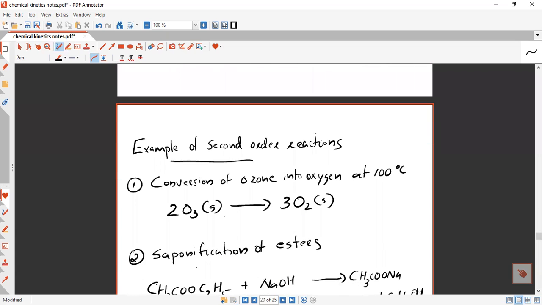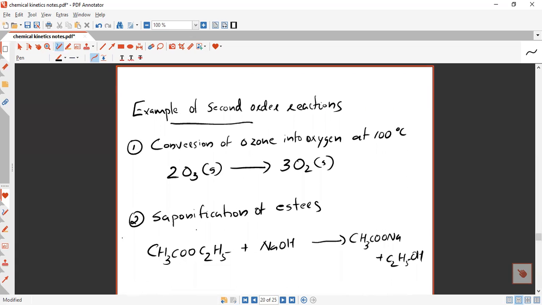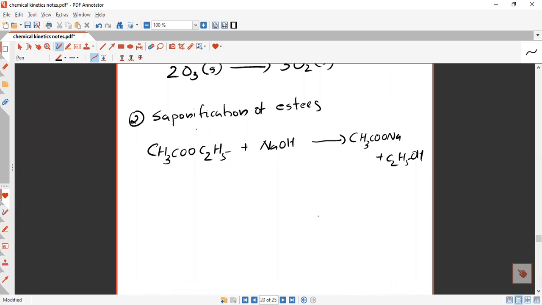These are some examples of common second order reactions: the conversion of ozone into oxygen at 100 degrees Celsius and the saponification of esters. So these are the examples for second order reactions.